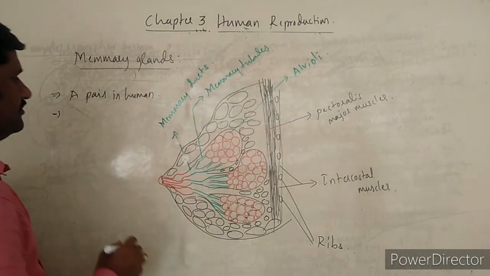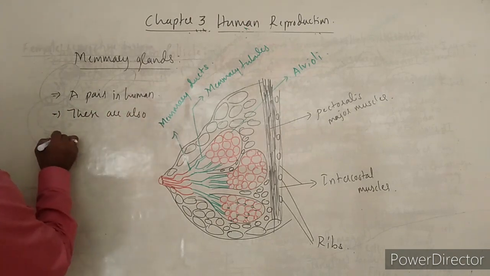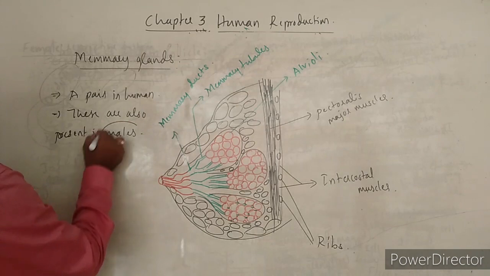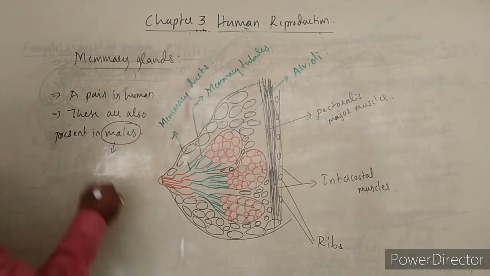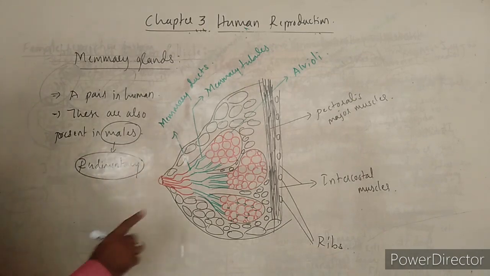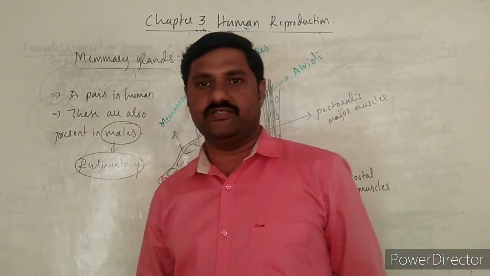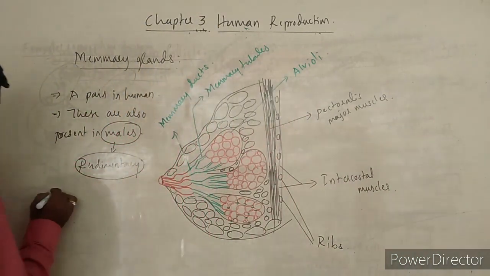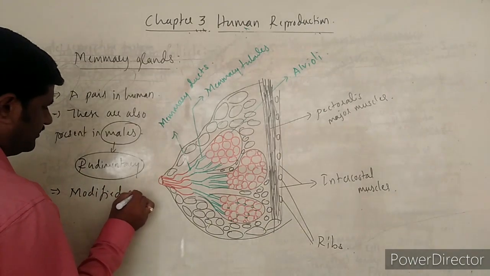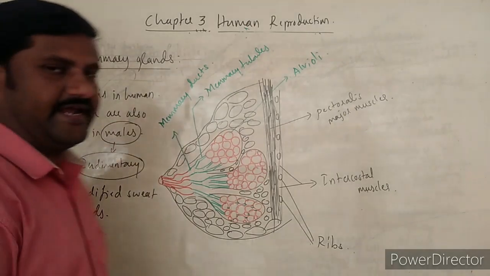One more point: these are also present in males, but in males these are rudimentary in nature. Rudimentary in the sense that they are not so well developed. These mammary glands are modified sweat glands.